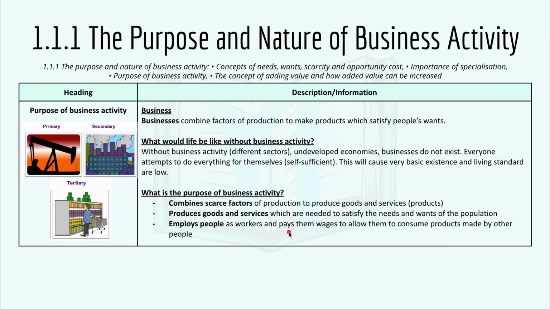They combine scarce factors of production to produce goods and services, or the products. They produce goods and services which are needed to satisfy the needs and wants of the population. And they employ people as workers and pay them wages to allow them to consume products made by other people, so they would have more disposable income.